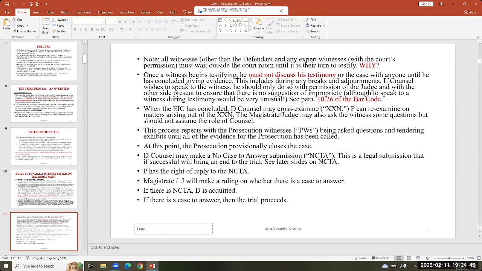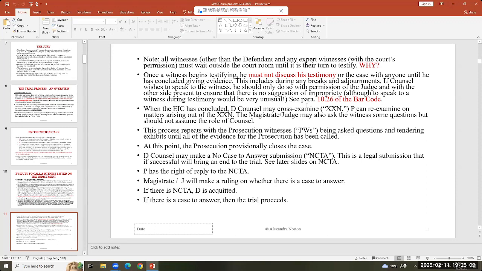So there is less possibility for them to change their testimony based on what other witnesses have said. But also because as an expert witness, they are professional and their primary duty is to the court rather than to the person who's paying their fees. So they have this duty of independence and professionalism. That's why they're permitted to sit in court.